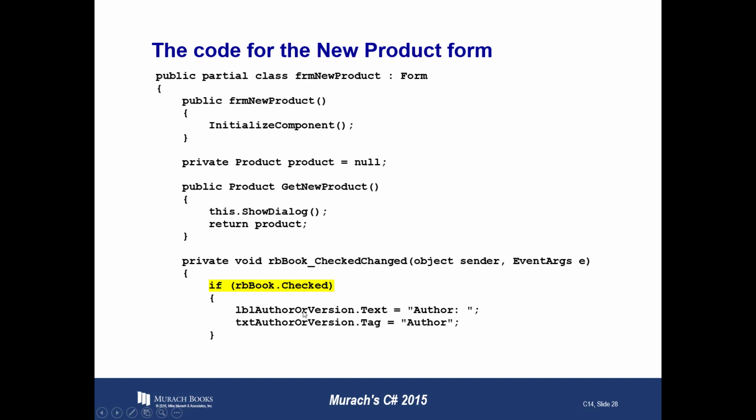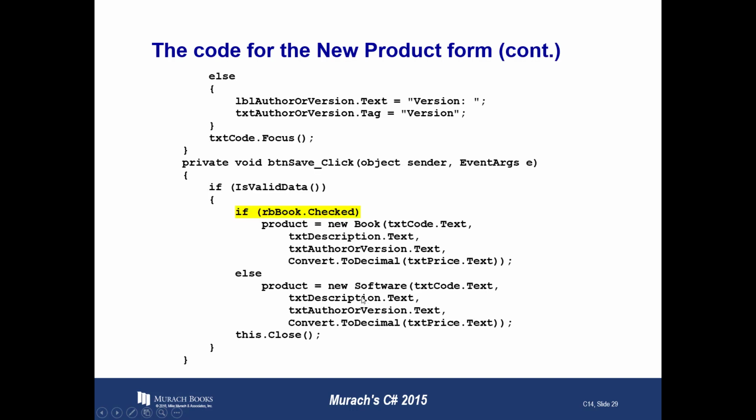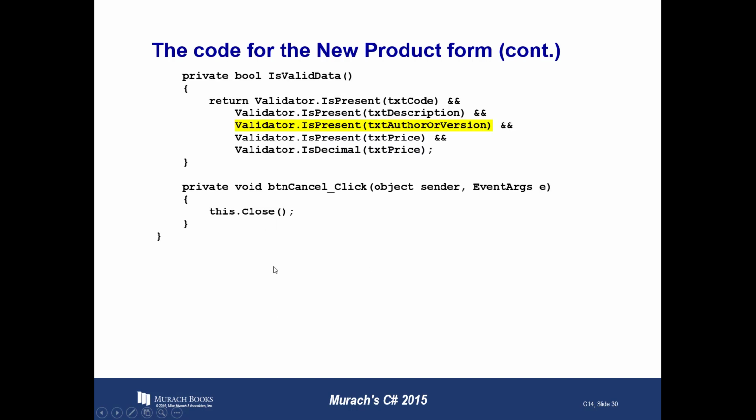So if book is checked, the label is author, and the tag we're using for the text box is author. All right, otherwise we're assuming that it's software, so we're doing the same kind of thing. But you'll notice we're basically running it the same way. Our valid is the same as it was previously.